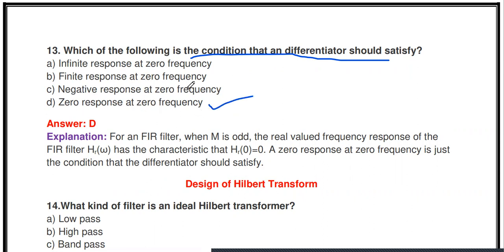Since you know the HD for a differentiator, what is the capital H of omega formula? H of omega equals j omega. It is directly proportional to the frequency omega. If the frequency is 0, what about the frequency response? It is also 0. So the response is 0 at 0 frequency, and with respect to frequency it increases linearly.